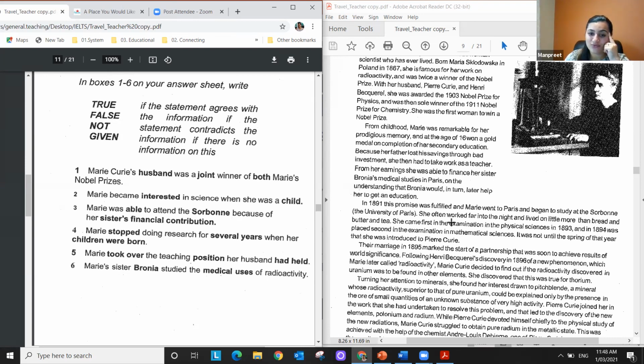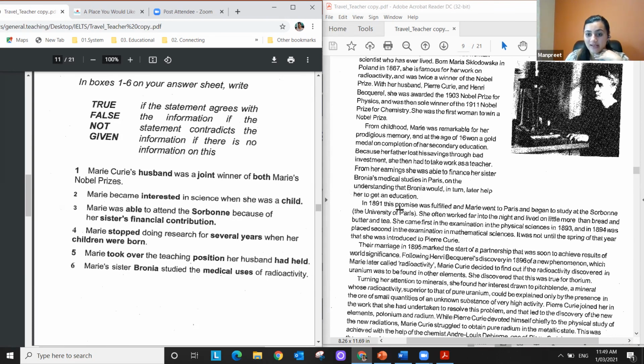As I said, in this case, you will have to read the next few sentences as well, because it says, from her earnings, she was able to finance her sister Bronia's medical studies in Paris on the understanding. This part is very important. It's still the same sentence. On the understanding that Bronia would, in turn, later help her to get an education. So that means there was a deal that she's helping her sister now, but her sister will help her later on to get some education.